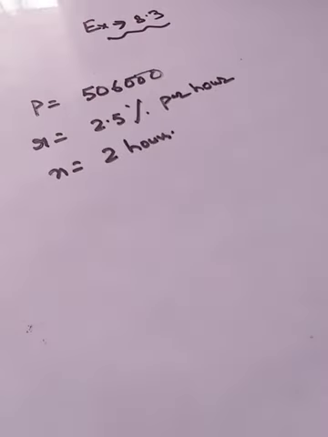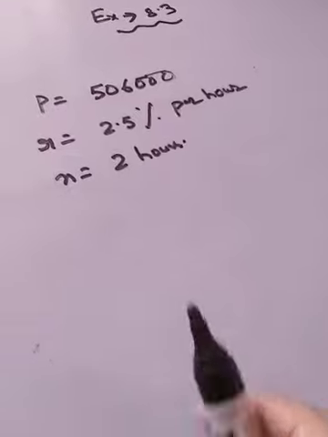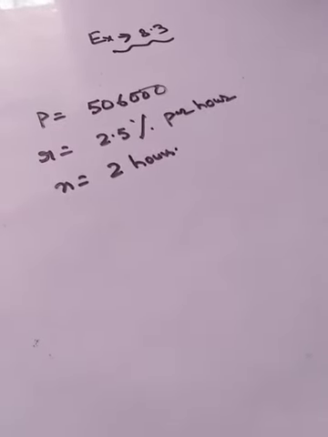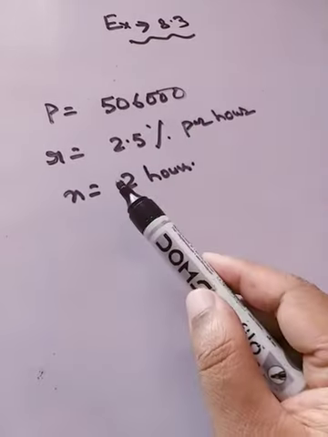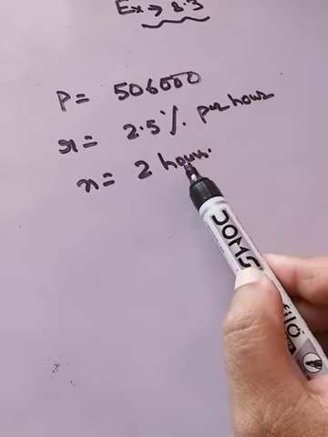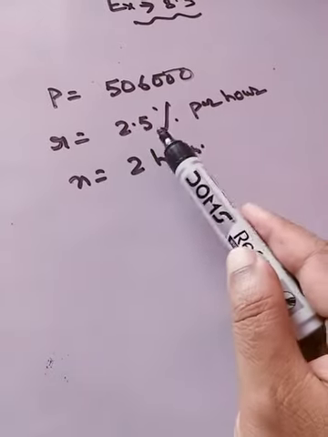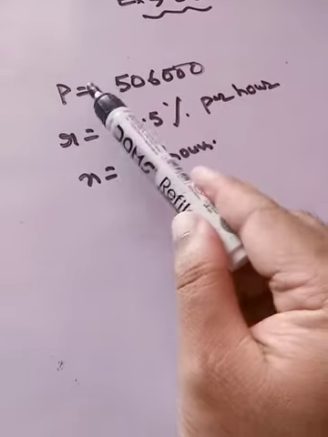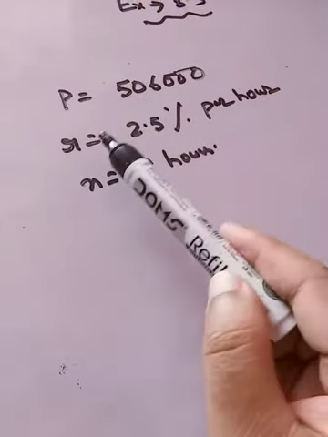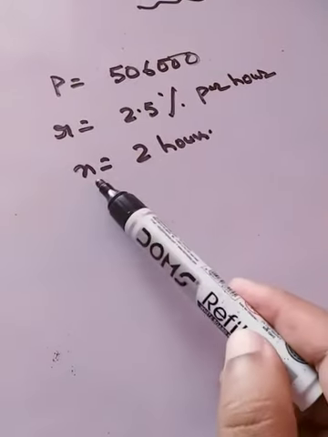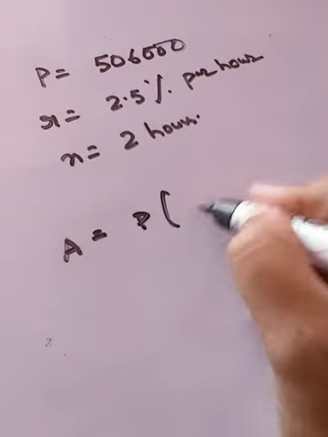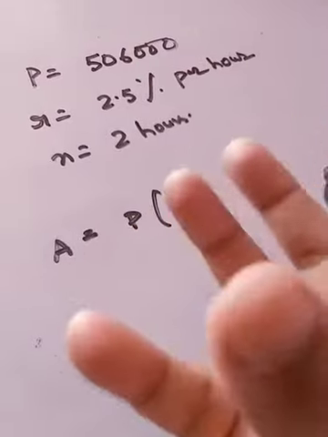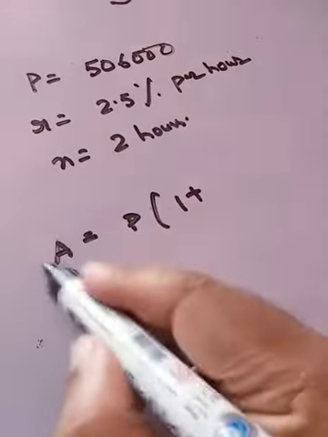Now find the bacteria at the end of 2 hours if the count was initially 5,06,000. So they are asking what would be the population of the bacteria after 2 hours if every hour it is increasing by 2.5%. In this case we will take principal as 5,06,000, rate as 2.5% per hour, and n, that is time, as 2 hours. What we have to find is the amount, that is, the quantity of bacteria after 2 hours. So this will be considered as the amount.